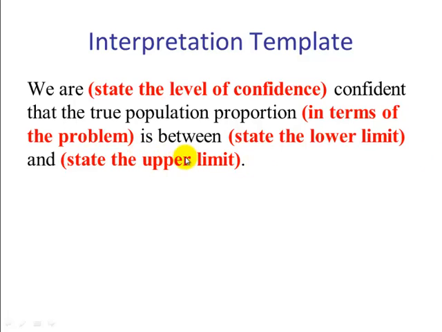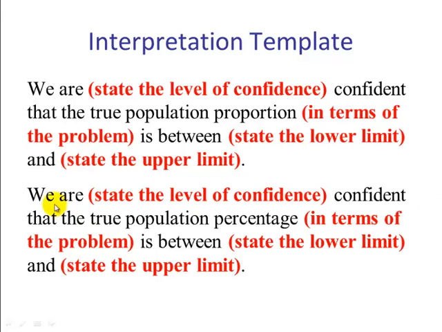We say it is between, or is in the interval. We state the lower limit and then the upper limit. And we could also say that we state the level of confidence, confident that the true population percentage, given that in terms of the problem, is between, we state the lower limit, percent sign, and the upper limit, percent sign.